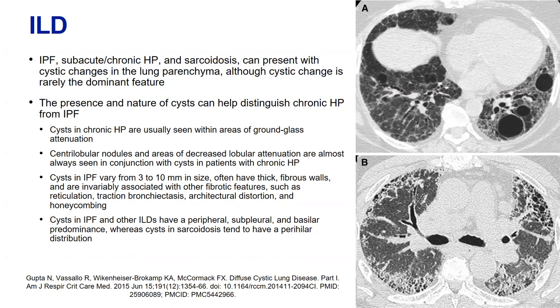For cysts in IPF, these can vary from 3 to 10 millimeters in size. They often have thicker fibrous walls, and they usually come along with your classic fibrotic features: traction bronchiectasis and honeycombing. Cysts in IPF and other ILDs usually have a peripheral, subpleural, and basilar predominance, whereas if you're comparing to sarcoid, they have more of a perihilar distribution or even an upper lobe distribution.